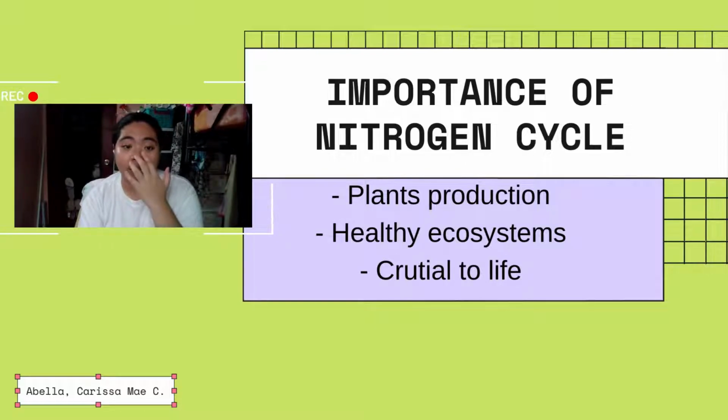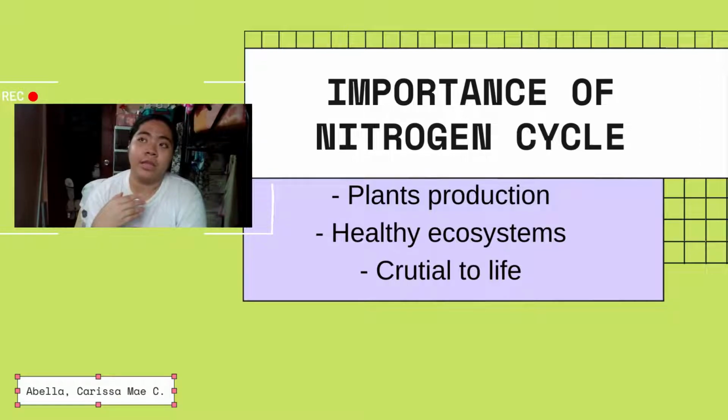The nitrogen cycle helps bring the inert nitrogen from the air into the biochemical process in plants and then to animals. And then next, healthy ecosystems. Nitrogen is an essential nutrient for sustaining life on Earth. The air we breathe contains 78% nitrogen and 21% oxygen, and the remaining are other trace gases.